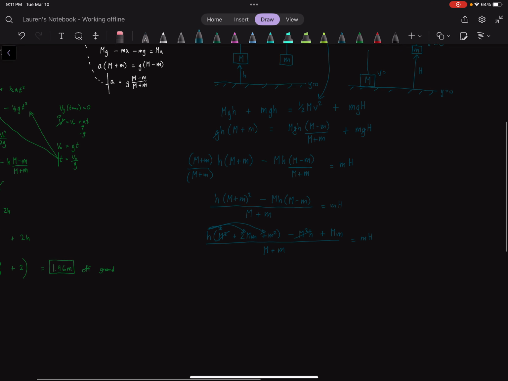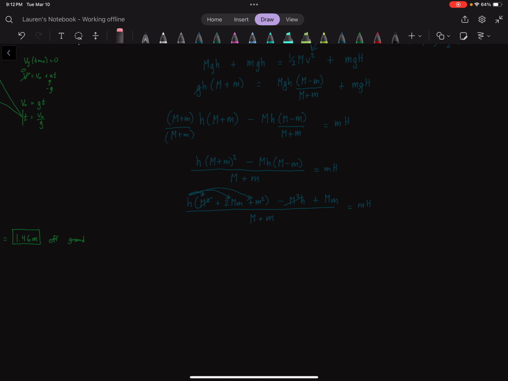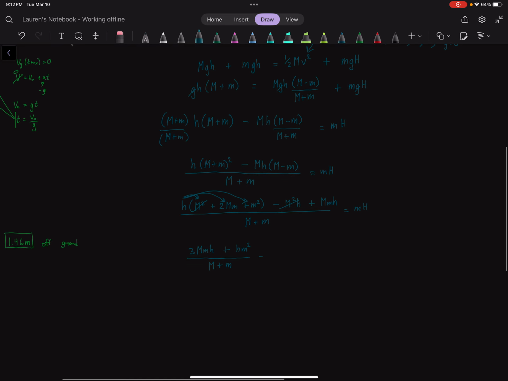So we have, oh, I forgot to apply my h here. There's an h, oops, little m, h for that one as well. All right, so we have 3 big M, little m, h plus h m squared over big M plus little m equals little m times h.